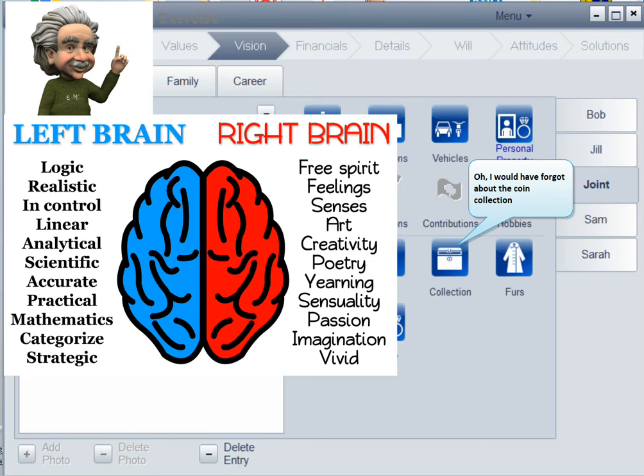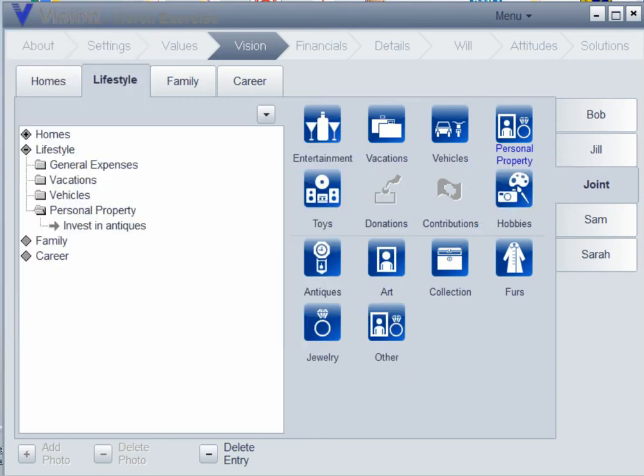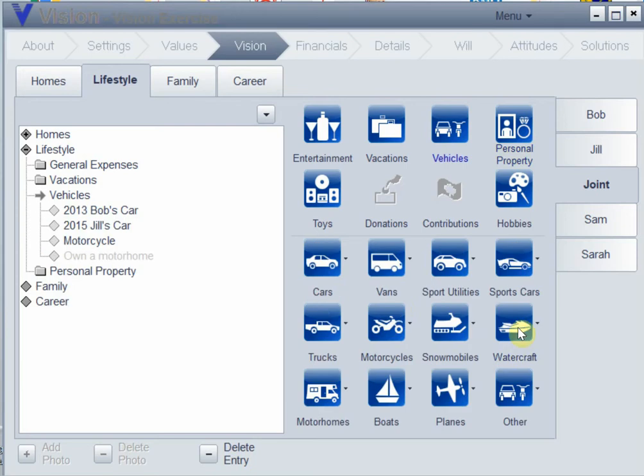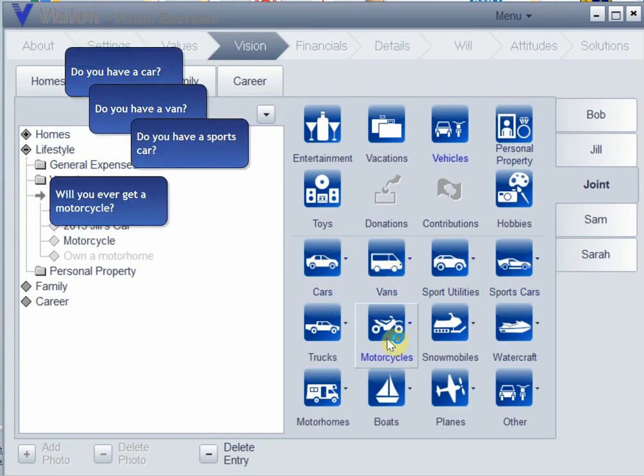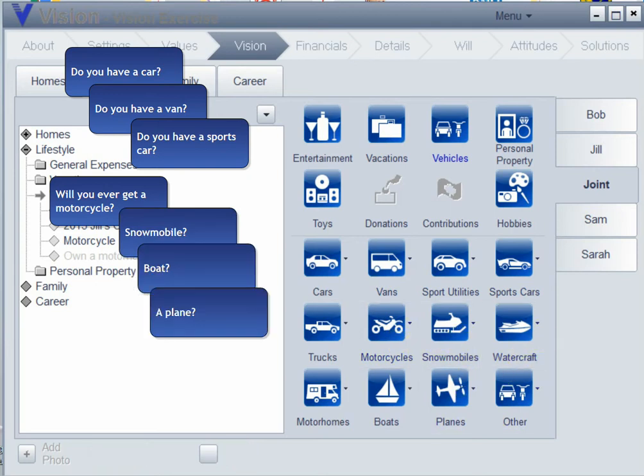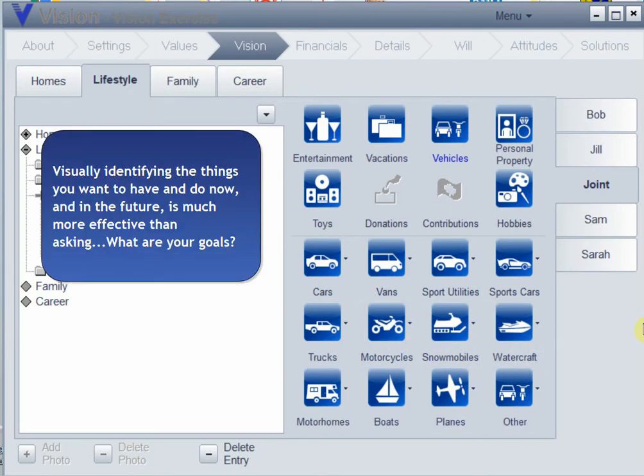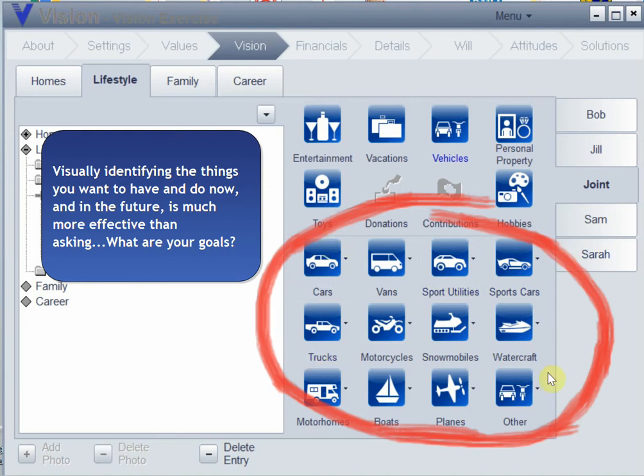Also, can you imagine what it would be like if I used a script and then I was to ask you, do you have a car? What about a van? What about a sports car? Do you plan to buy a motorcycle? What about a snowmobile or a boat? Airplane? It wouldn't work, and we'd miss things. When you can just visually scan, you'll recognize things.